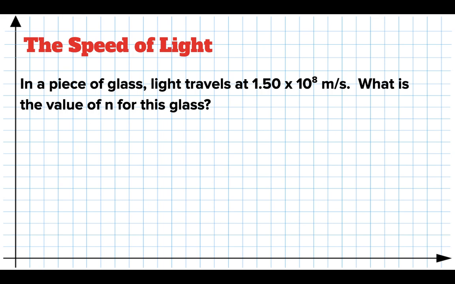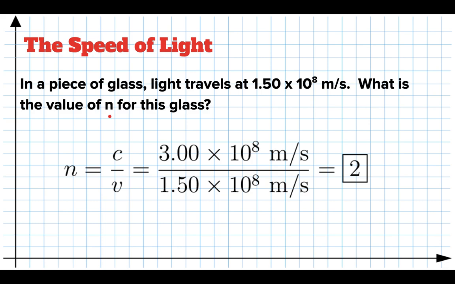So imagine you have a piece of glass and light travels in it at 1.5 times 10 to the 8th meters per second. Usually it travels at 3.0 times 10 to the 8th, so it's definitely slowed down. If we want to know the value of n, the index of refraction for this piece of glass, we just take the ratio of the speed of light in a vacuum, 3.0 times 10 to the 8th, and divide it by how fast light is going in this material, and the result is 2. So it's slowed down by a factor of 2. An index of refraction of 2 means that light is slowed down by a factor of 2. It's half as fast as it is in a vacuum.